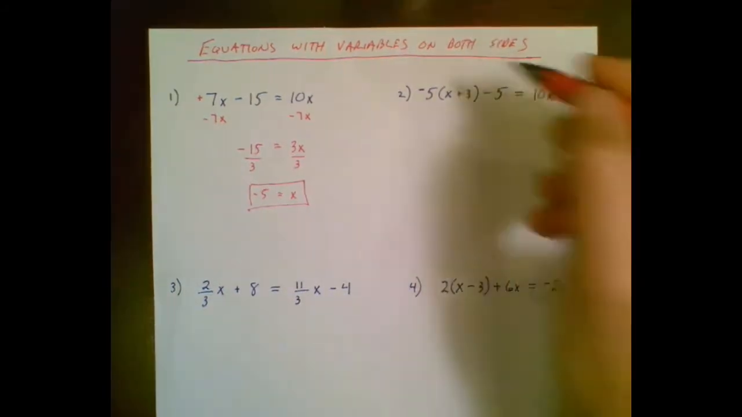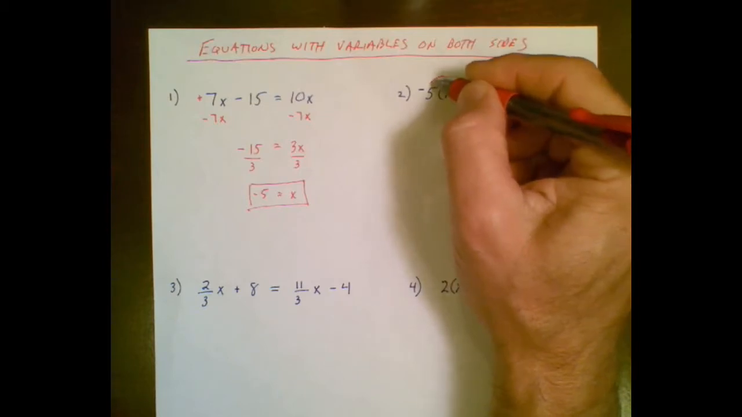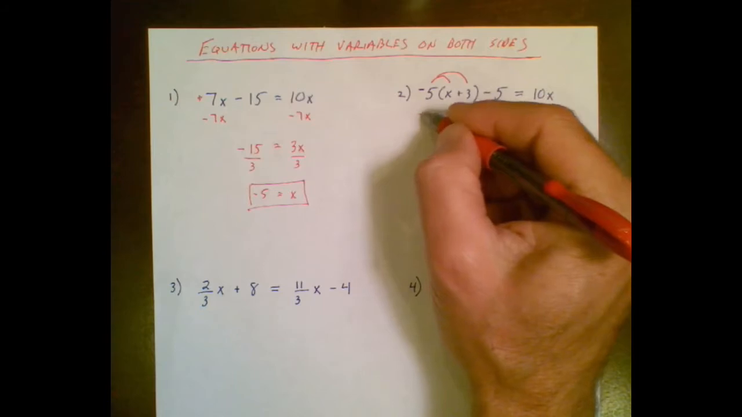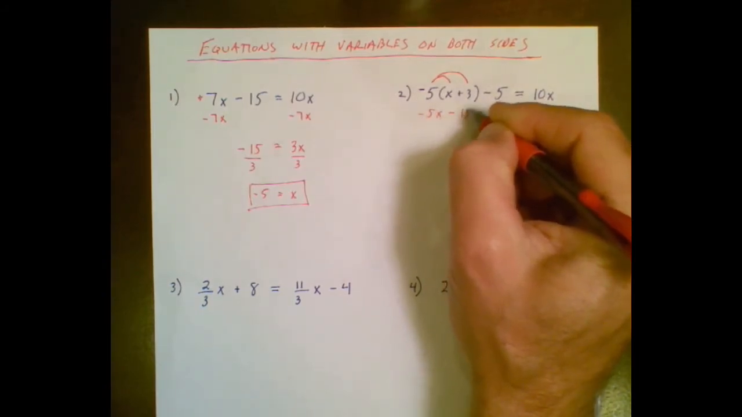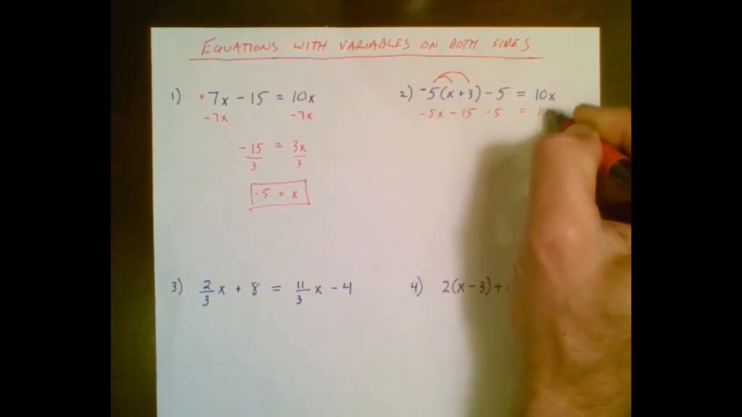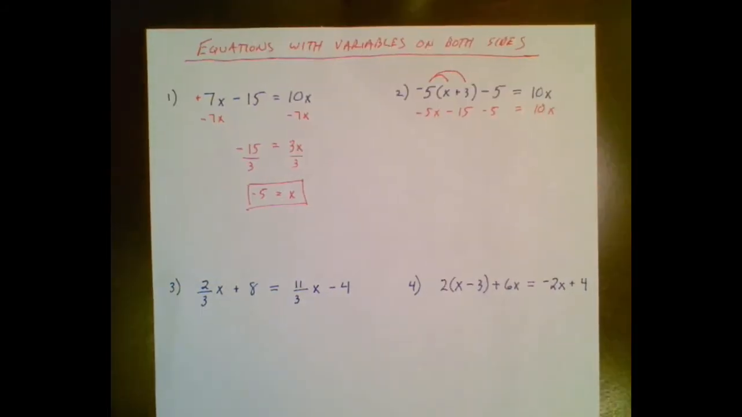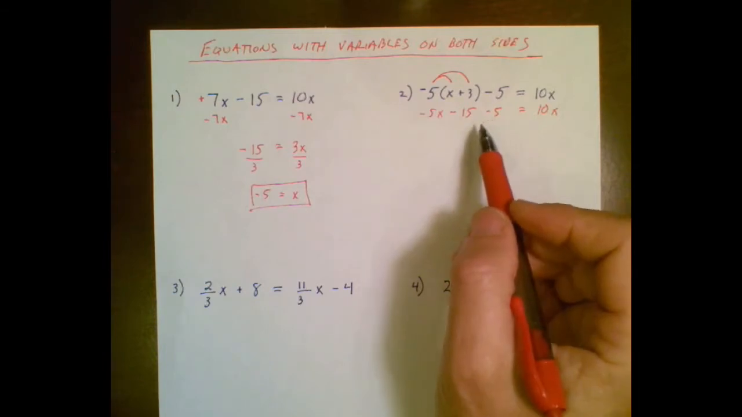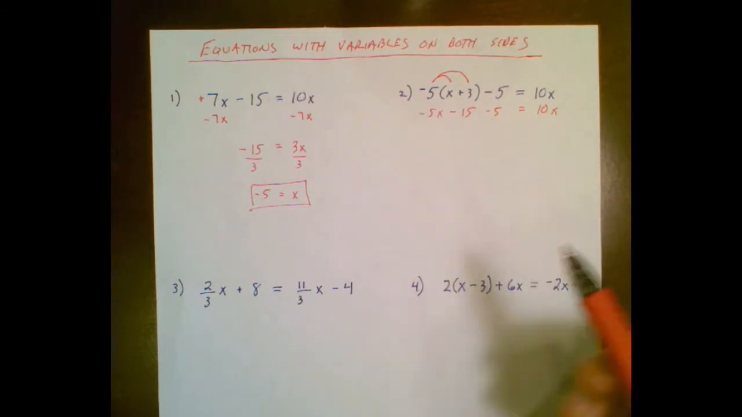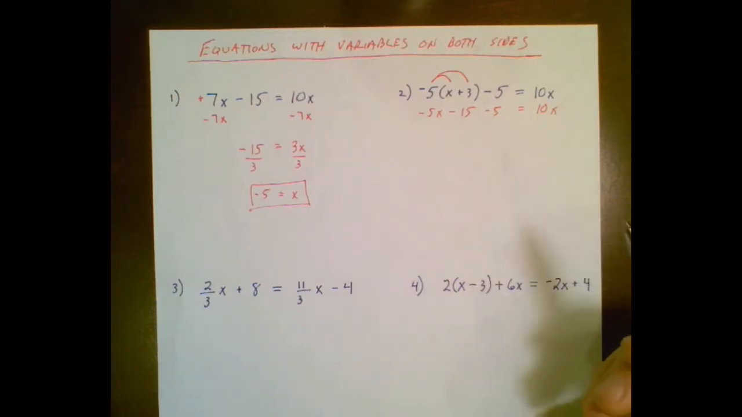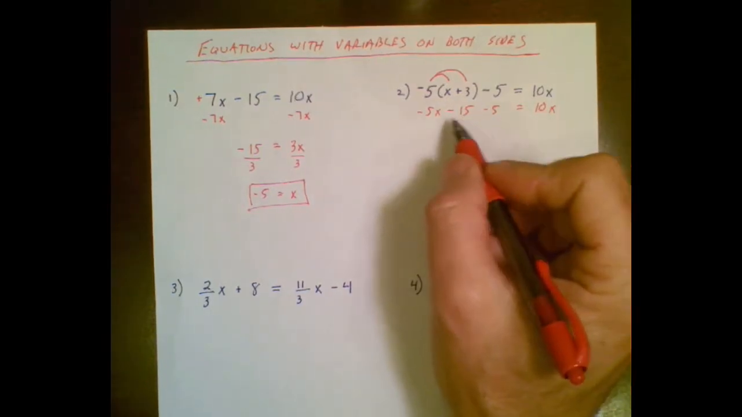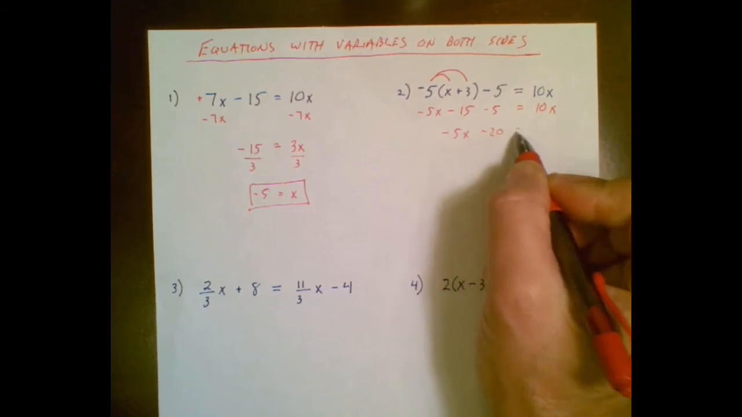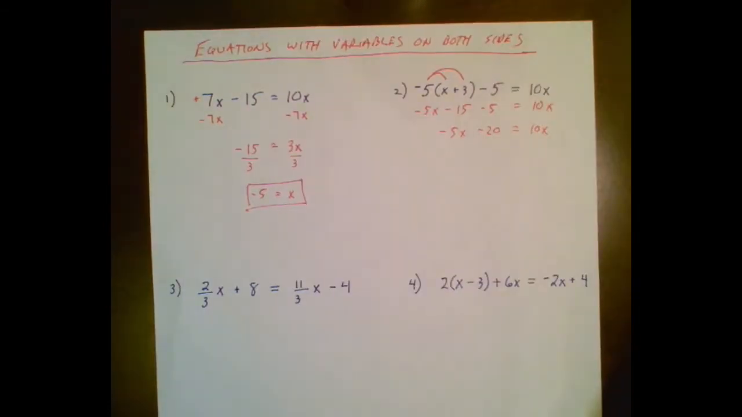Let's move to this next one. I spot some distribution. So I'm going to go ahead and do that. -5x minus 15 minus 5 equals 10x. I've got a lot going on right now. I have a -15 and a -5, which even though they're just regular old numbers, they're like terms which could be combined. So I'm going to do that first. I'm going to have -5x minus 20 equals 10x.